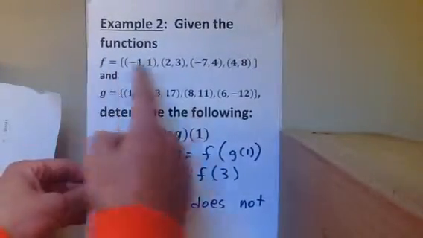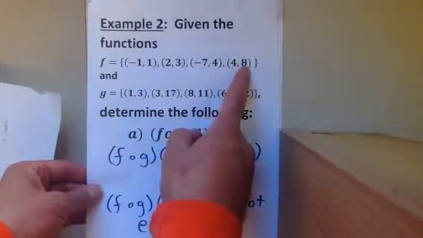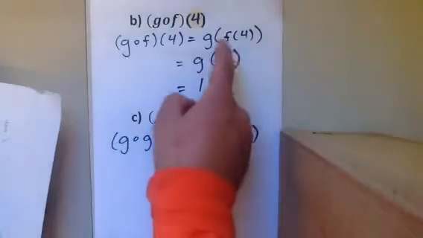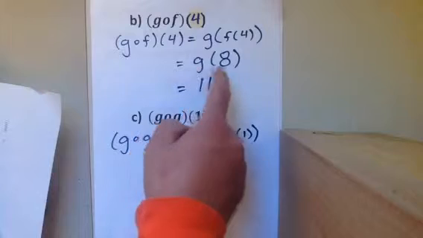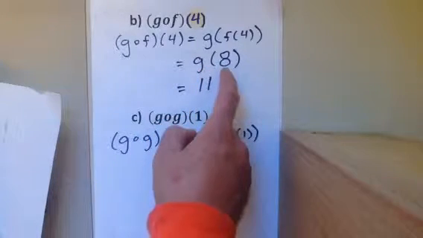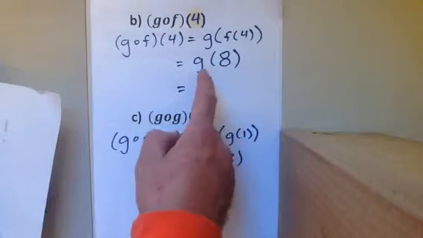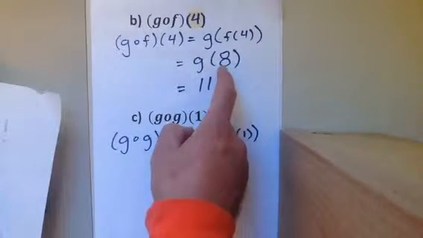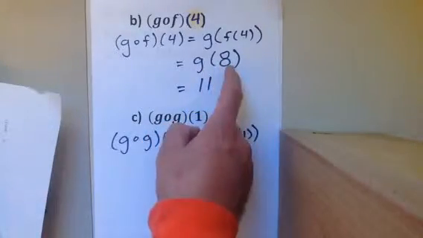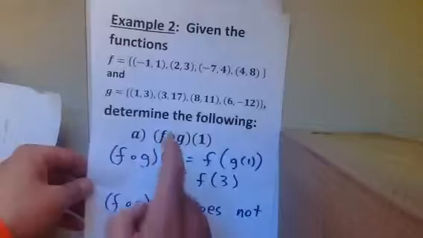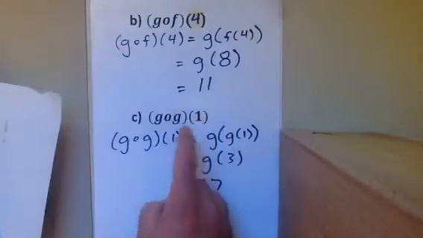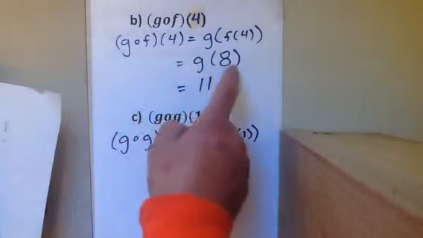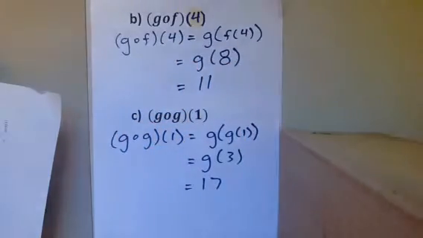So in the function f, when x is 4, y is 8. So f at 4 is 8. So g at f at 4 is the same as g at 8. Now we need to consider the function g. When x is 8 in the function g, what does y equal? Well, when x is 8 in the function g, y equals 11. So g at f at 4 is g at 8, which is 11.